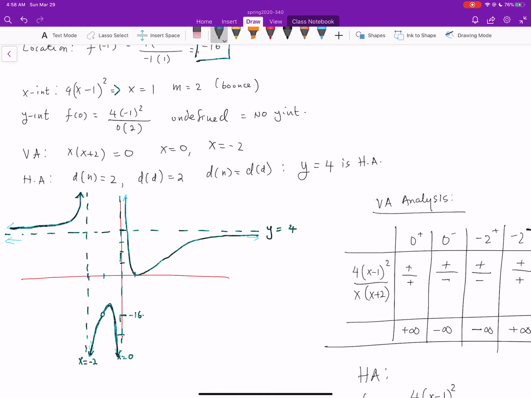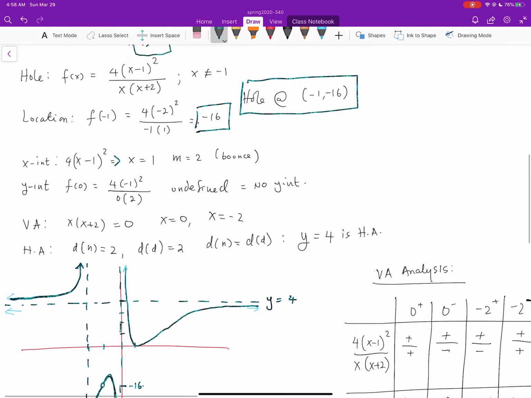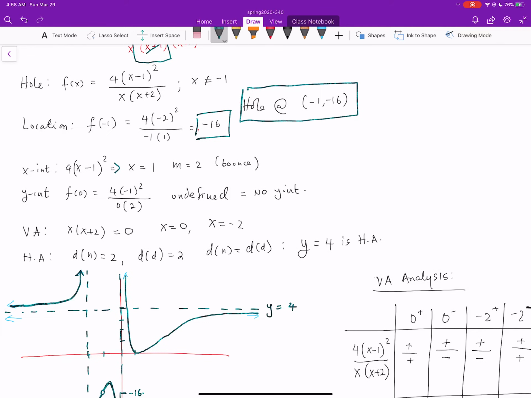To find the horizontal asymptote, we look to the degrees of the numerator and denominator. So in this case, when you look back at that simplified function, the degree of the numerator is 2. The degree of the denominator is also 2. The degrees are equal, so we can pick the leading coefficient from the numerator and denominator. In this case, it's 4, so y equal to 4 is the horizontal asymptote.